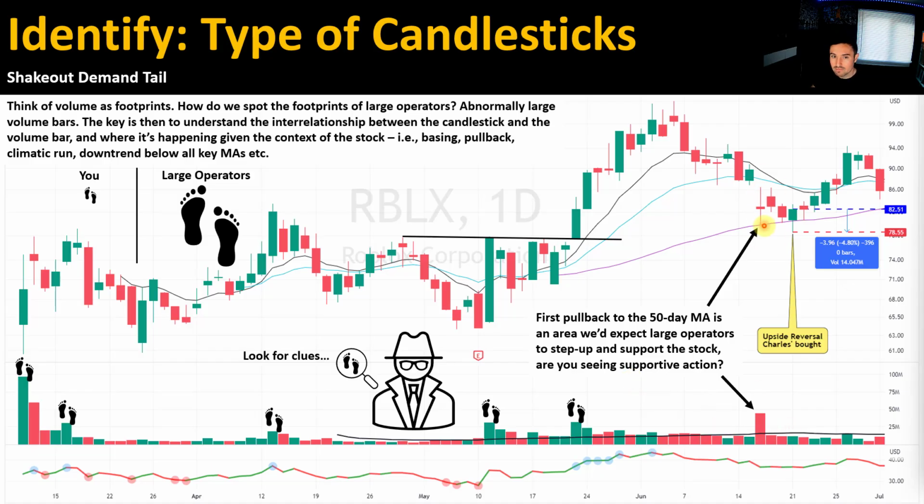Lower this bar here, shakeout demand tail, touches where and holds where? 50-day moving average, and then it's a doji. A doji tells you what? There is indecision between supply and demand, but someone with a lot of cash is stepping up and supporting the stock here, especially because it gaps down, then you get this doji. Then look here, you get this shakeout demand tail, which is an upside reversal bar underneath the 50, and then look at the volume. There isn't much volume. What does that tell you about supply at that moment in time? There isn't much supply. And then we'll talk about the risk a little bit later on.